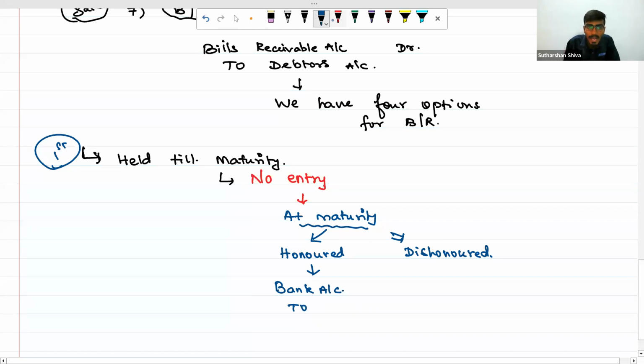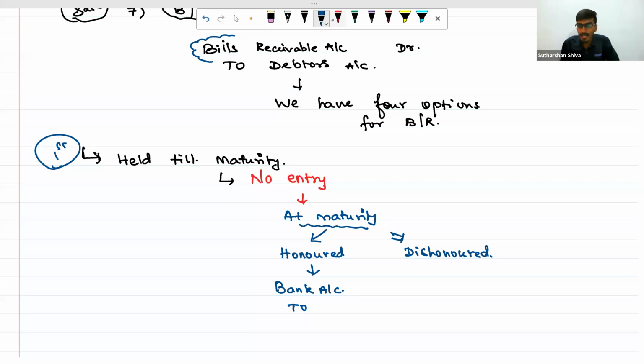Two, I have already created the bills receivable. Now this bills receivable is cancelled out because the payment has been made. My debtor has made the payment to me. So I will credit my bills receivable.